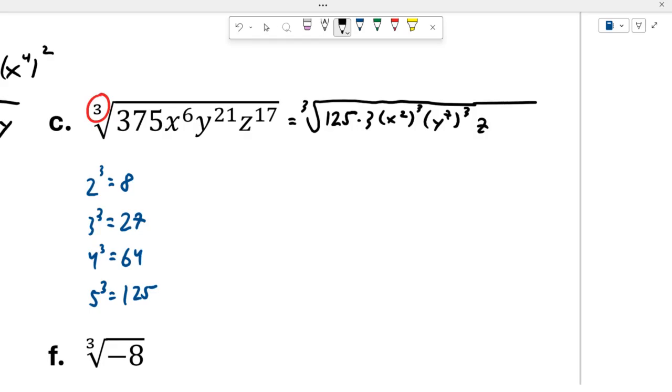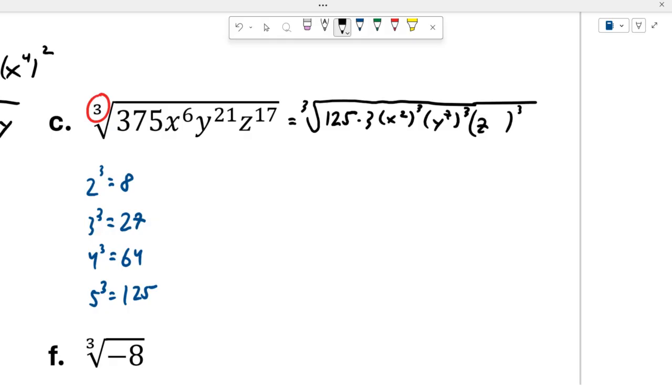Same thing with the z's, right? I want to express z to the something to the third power. I want to cram as many of my z's into this cluster as possible. So I have 17 of them, all right?